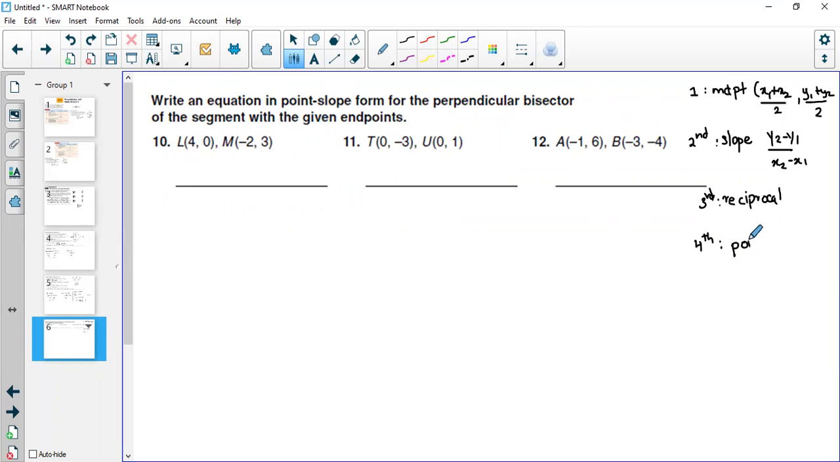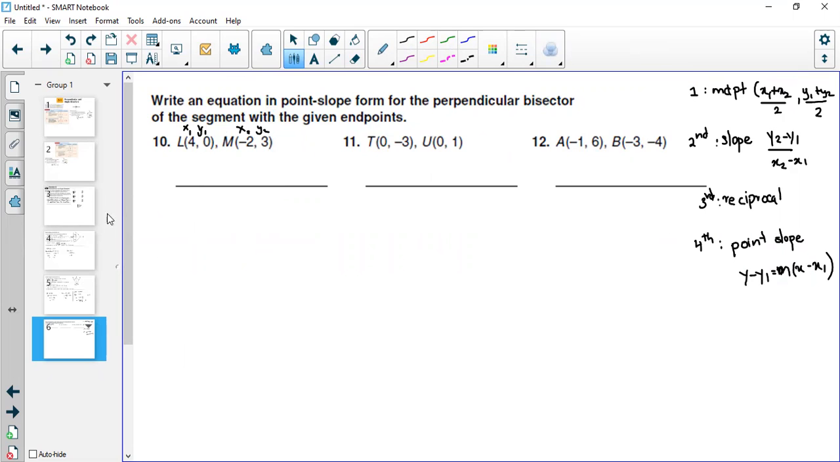The point slope form is going to be y minus y1 equals m, that's the slope, times x minus x1. So let me show you how to do one, then the rest becomes easier. Before you do anything, just name these as x1, y1, x2, and y2. Right, so first thing first, the midpoint. So let's find the midpoint.